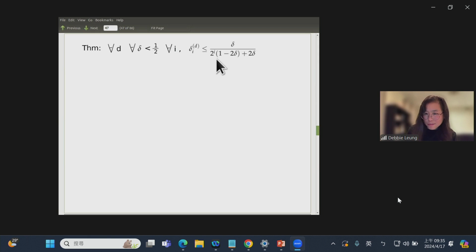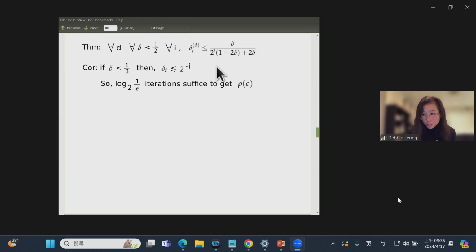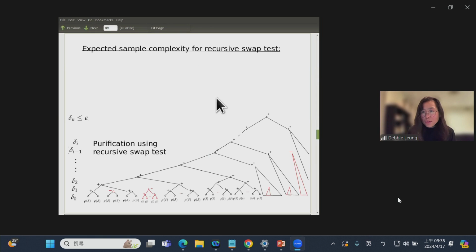This expression is, roughly speaking, exponentially decreasing with i. If you want a pretty expression, choose delta smaller than 1/3. Then delta i is no more than 2 to the minus i. So you need log 1/epsilon iterations to get rho epsilon. I'm just upper bounding this with epsilon here and then get the number of iterations. Then we want to know the sample complexity.